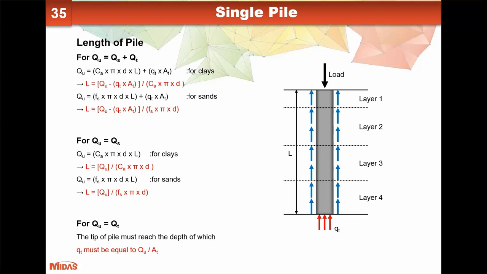So the formula will be L equals QU minus QT divided by CA times pi times D for clays. And then for sand, the difference is that CA will be changed to FS, that is the factor. So you may view your reference geotechnical books for the values of CA, FS, and QT.